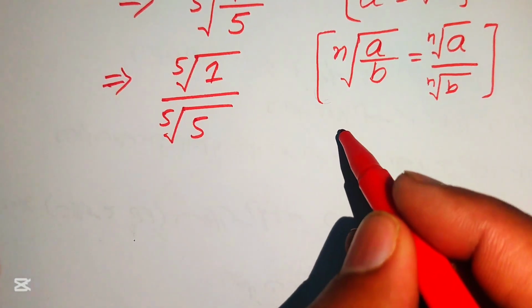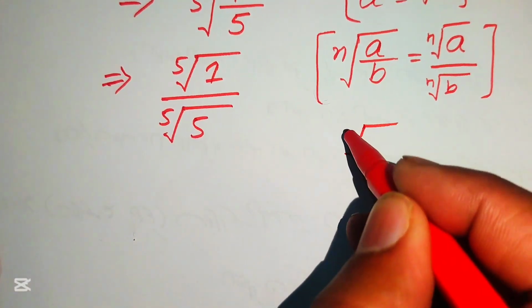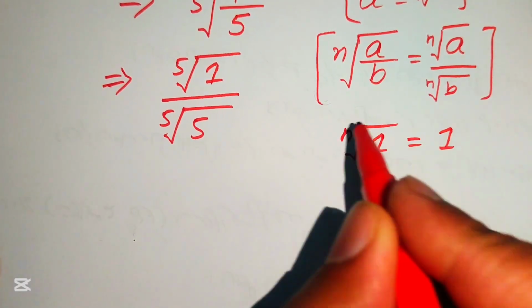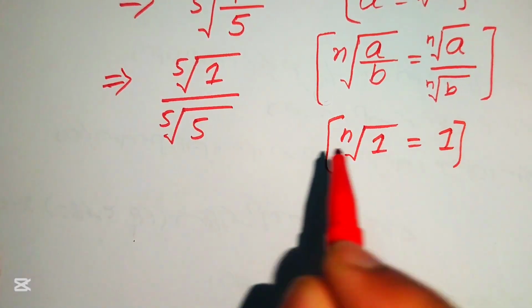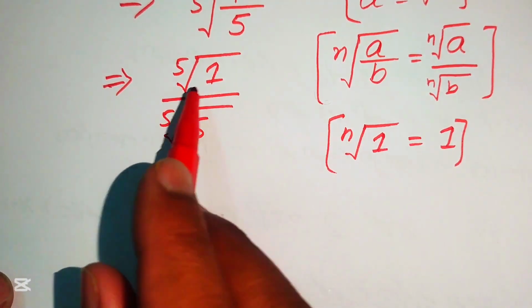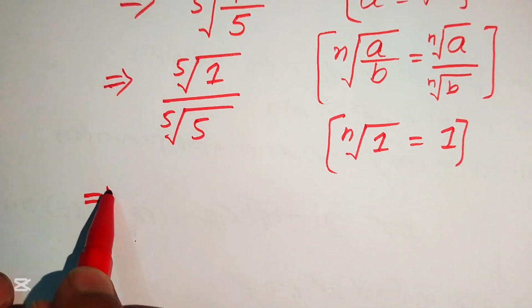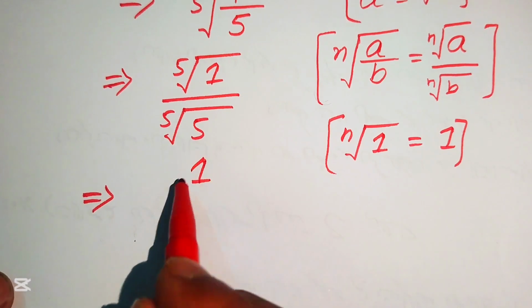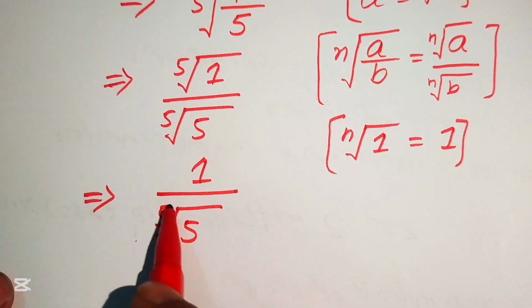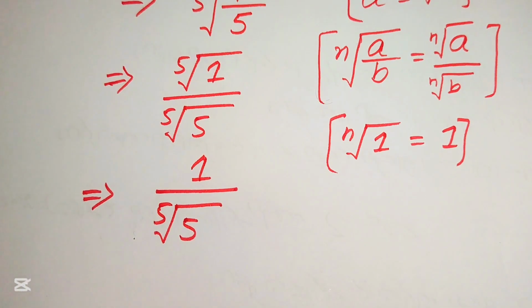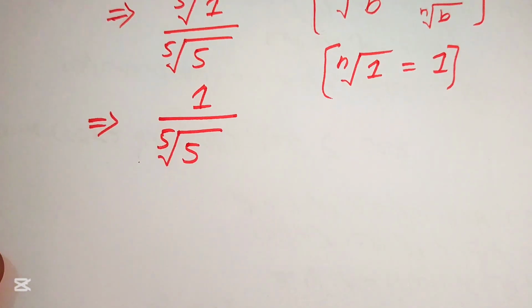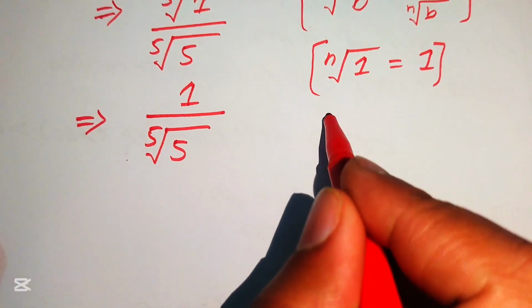In the next step, we know that the nth root of 1 is equal to 1 only. Similarly, the fifth root of 1 is also equal to 1. So we write this as 1 divided by the fifth root of 5. Further, in the next step, we can apply another radical law.